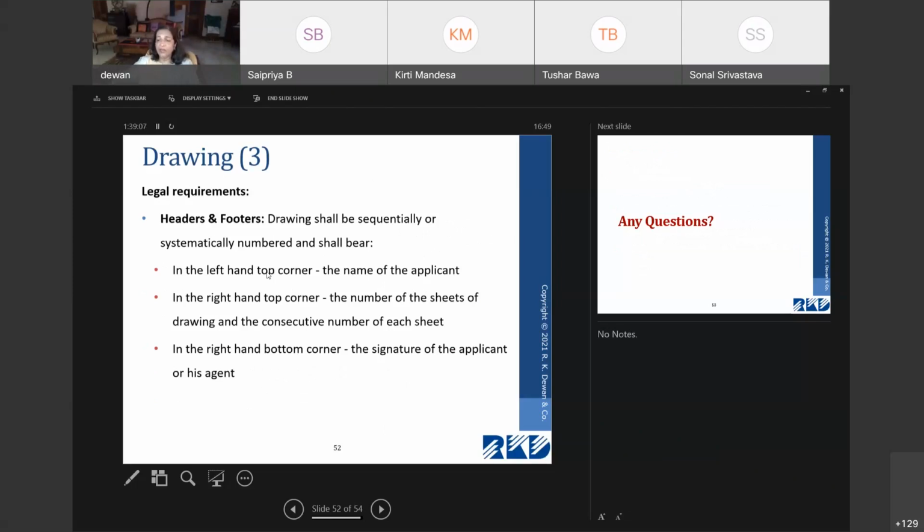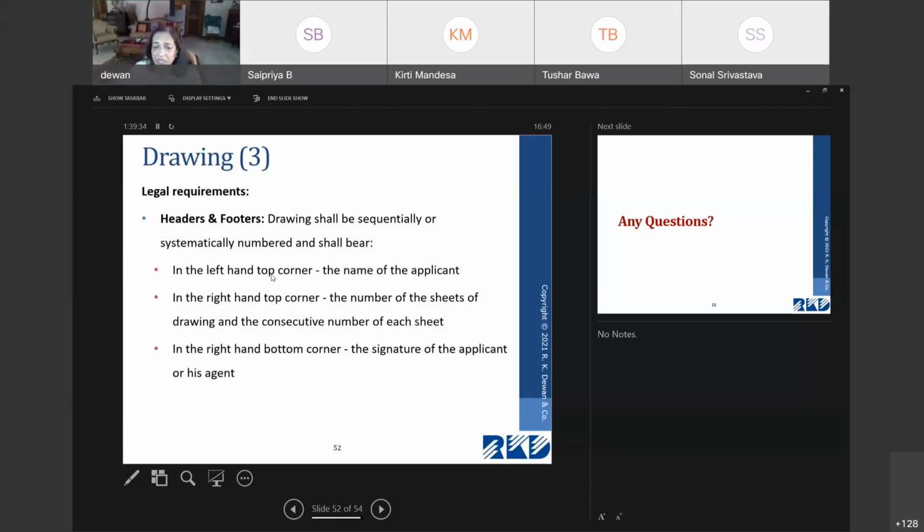And on the right-hand bottom corner, and again, I'm talking only of the Indian Patent Office requirement, that is how they want the drawing sheets to be. Then there is the signature of the applicant or his agent at the right-hand corner. This is the legal requirement for header and footer in each drawing sheet. So if you have 5 drawing sheets, you write number of sheets 5, and then it's sheet number 1, sheet number 2, sheet number 3.